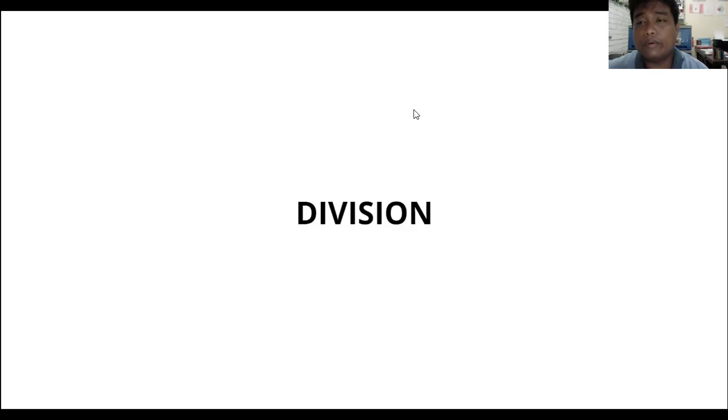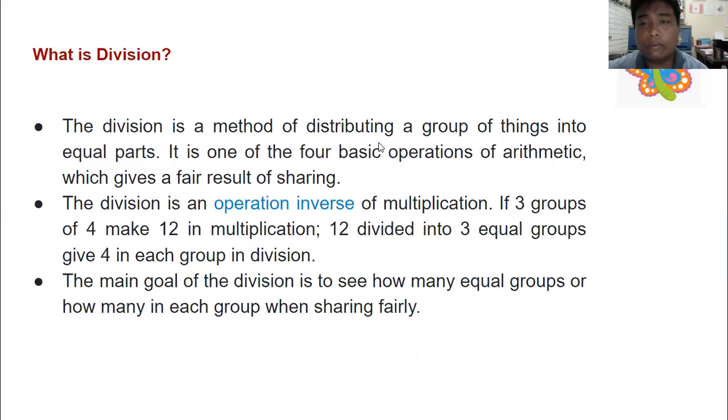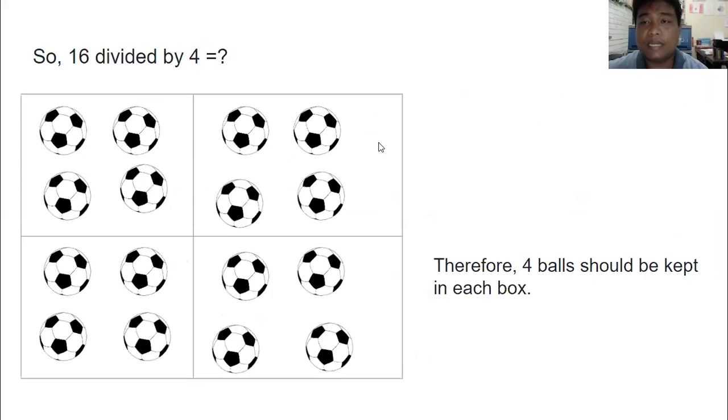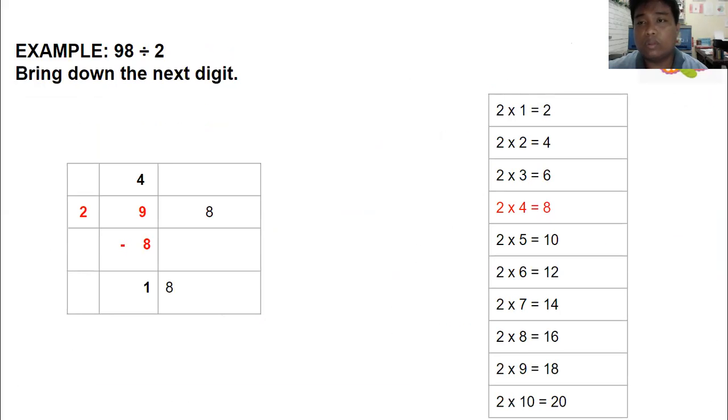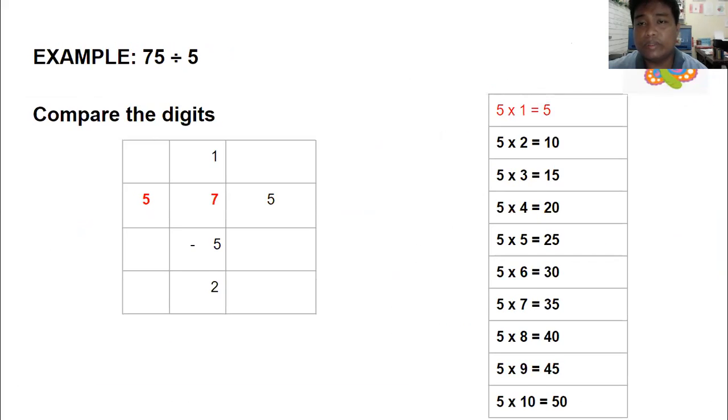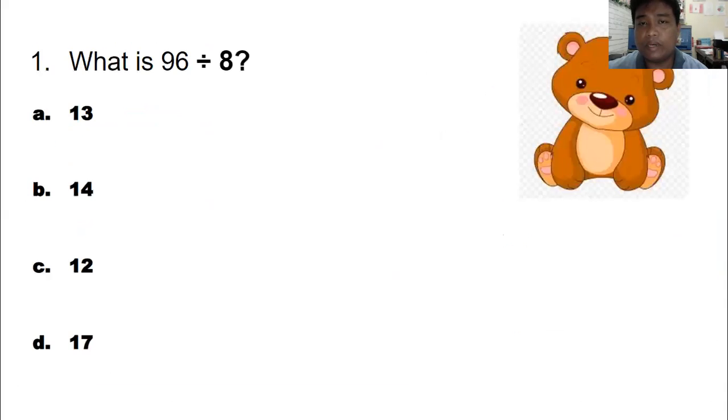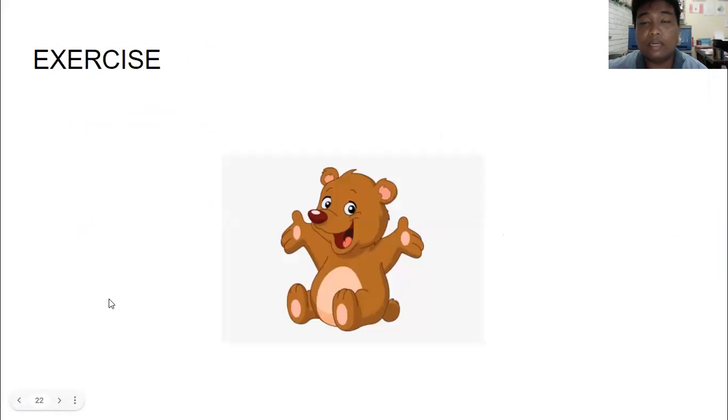So today we'll continue the topic that we started last time: division. Last meeting we had dividing two digits by one digit. Now we'll have some exercises dividing.